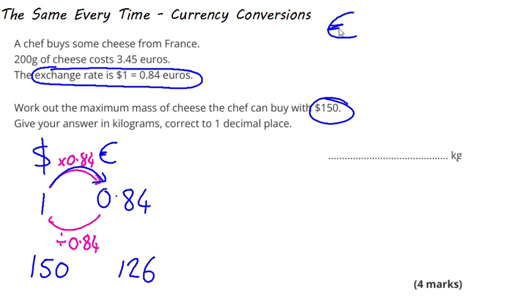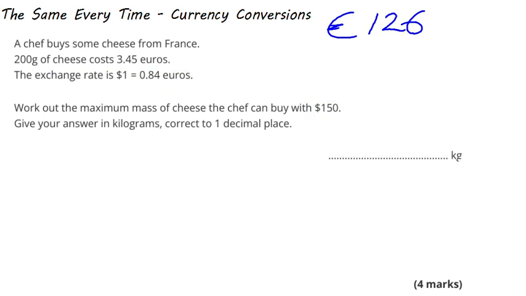So this chef has 126 euros to spend on cheese. So the next part of the question is exactly how much cheese can this chef actually buy? And it's really just the same methods as an exchange rate question, isn't it? We're just changing grams of cheese into euros, or euros into grams of cheese. It's an exchange rate, it's the same idea. So I'm going to use the same method.